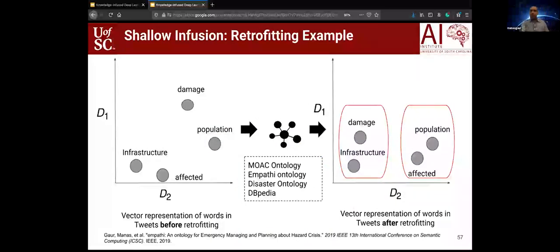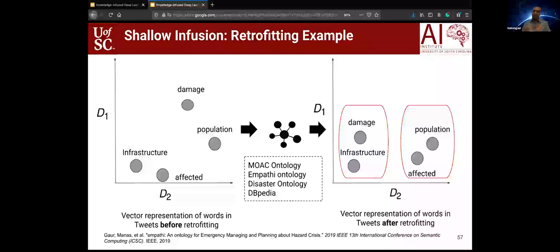Taking an example of retrofitting, which we used in a crisis scenario in social media. Consider that you use a word embedding model, like word2vec, BERT, or GloVe, and project the embeddings onto coordinate planes. You see damage, population, infrastructure, and affected are discretely organized on the coordinate plane. What you want to do is leverage a semantic ontology, like MOOC, Empathy, Disaster, or DBpedia, to bring these things together, so that infrastructure and damage are together, and population and affected are together, because they make sense.